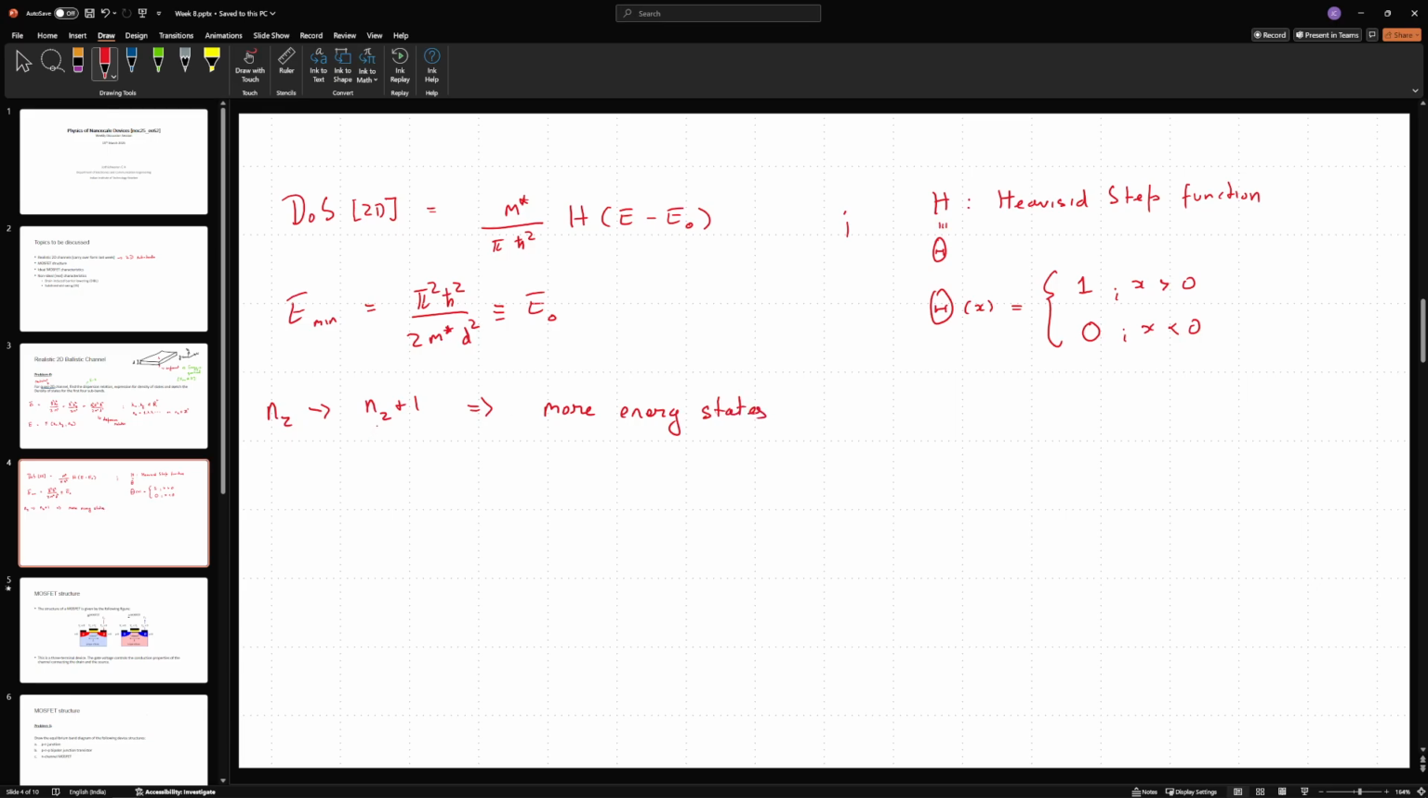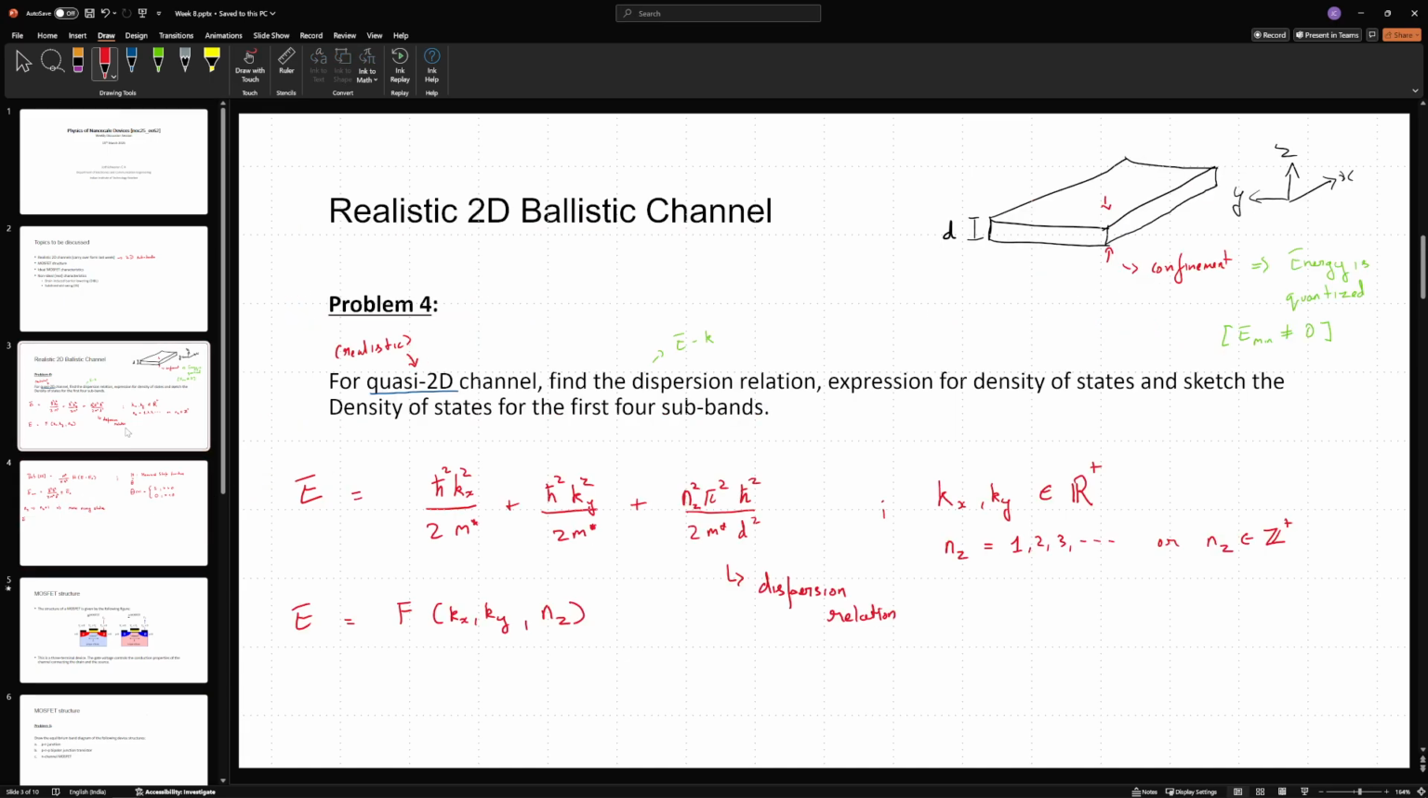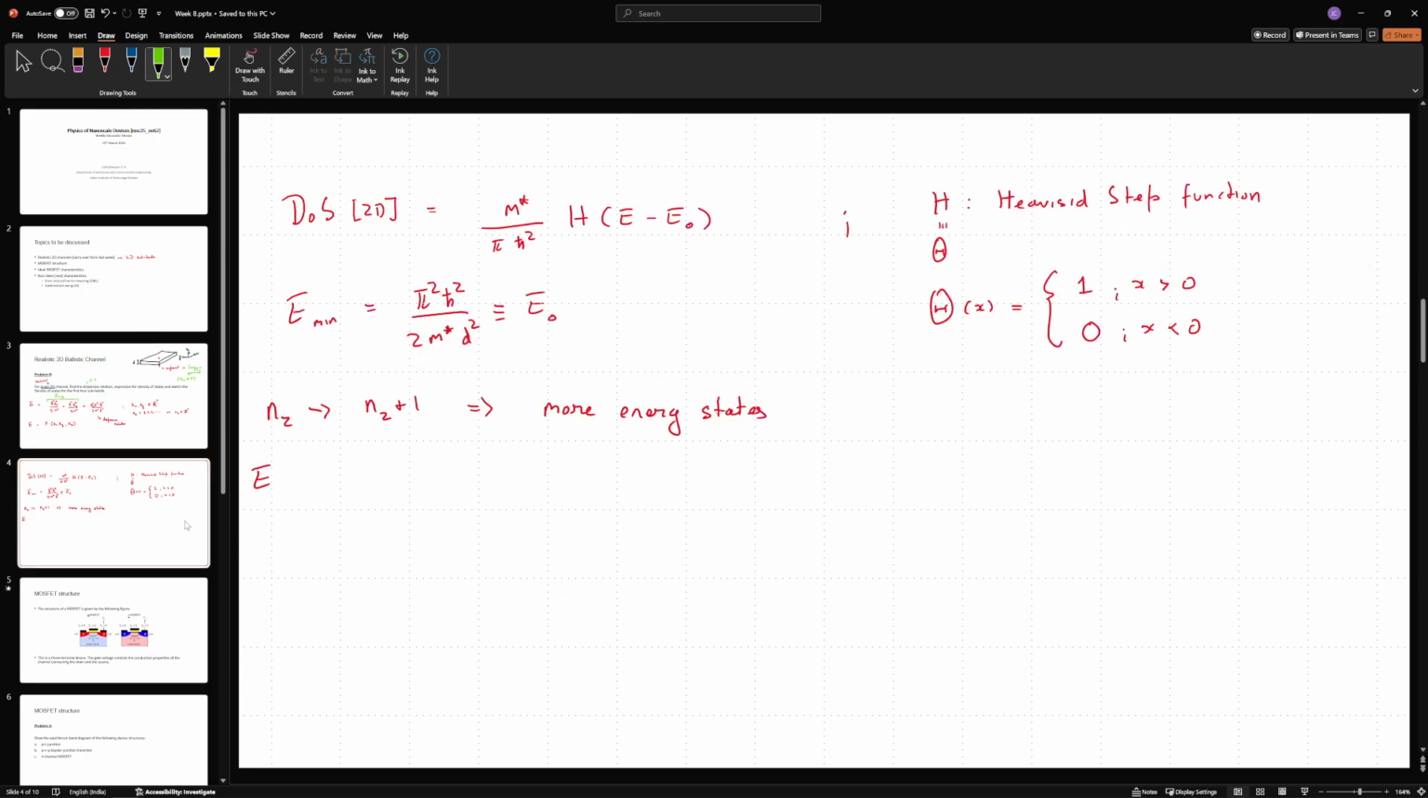So when nz goes to nz plus 1, I know E. Okay, let me just introduce a new notation here. Remember that energy is a scalar quantity. It does not have any direction, just a magnitude. But just for the sake of convenience, let me call this EXY.